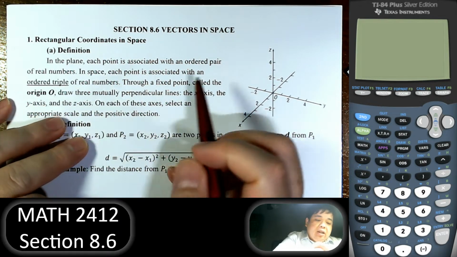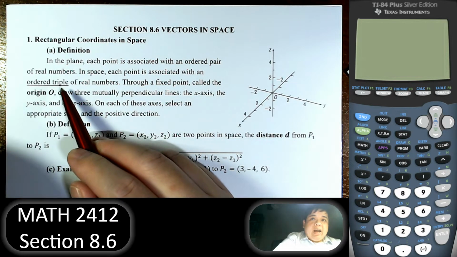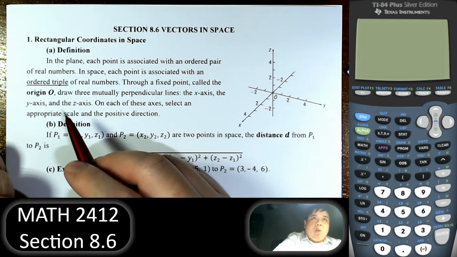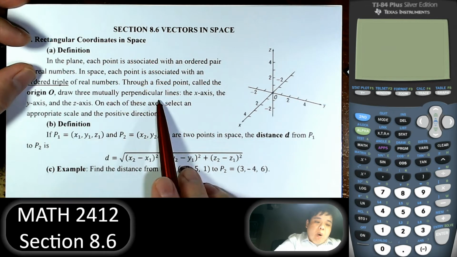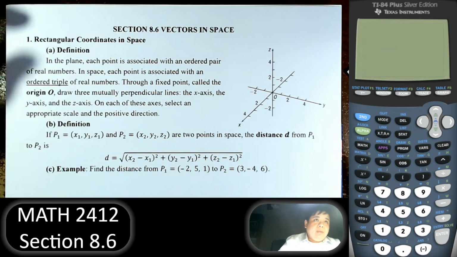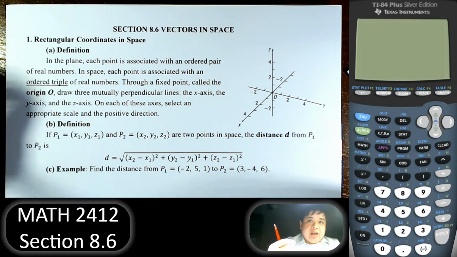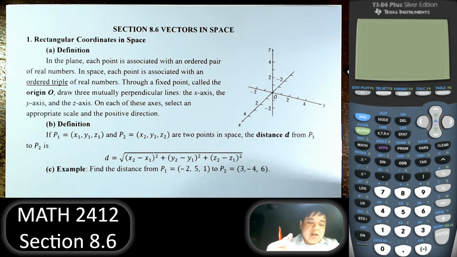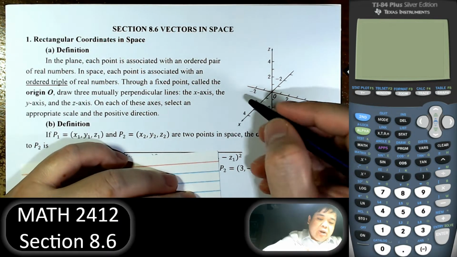Now, in space, we have the ordered triplet. So we have 3 components, x, y, and z in the rectangular coordinates. And of course, the x-axis, the y-axis, and the z-axis are all perpendicular to each other. Now, we talk about the vectors in space later. Now we focus on a point in 3-dimensional space, to be more precise. So we have 3 axes, the x-axis, the y-axis, and the z-axis, all of them perpendicular to each other.